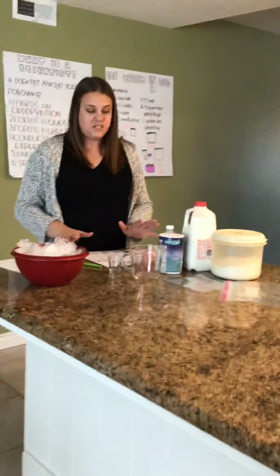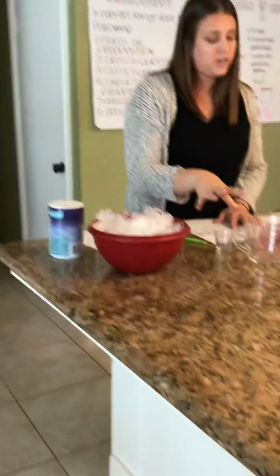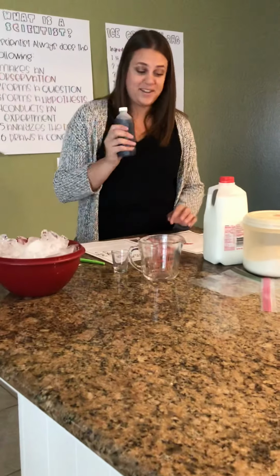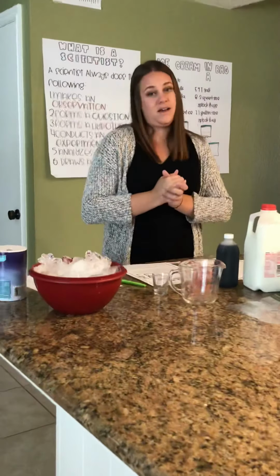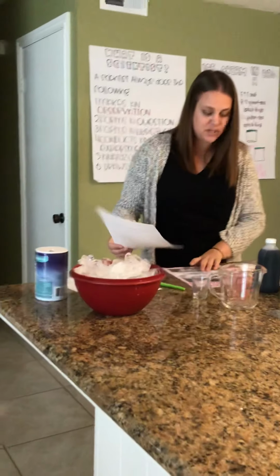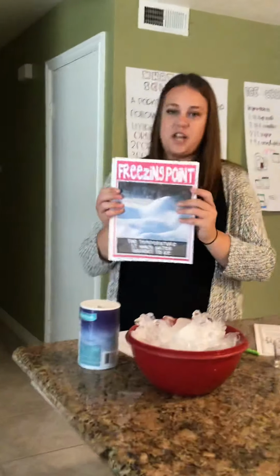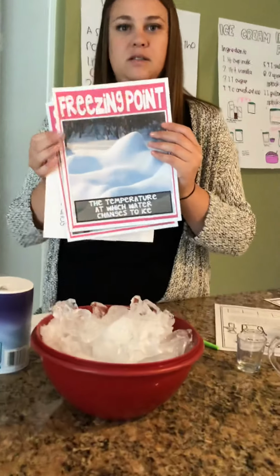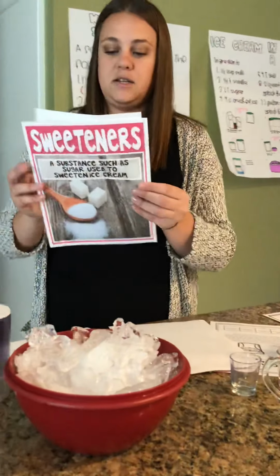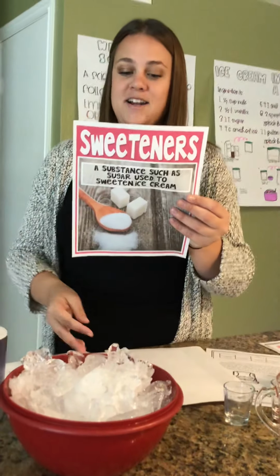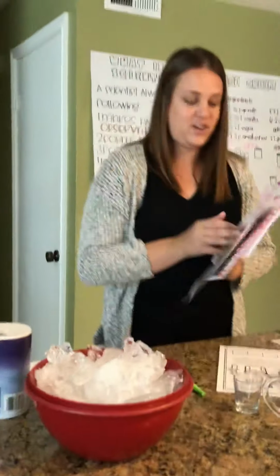Ingredients that we're using for this experiment. We have ice and salt for the freezing process. We have our measuring utensils. We have vanilla, milk, and sugar. Pretty simple. Before we start mixing, we have some vocabulary words. So the first is freezing point, the temperature at which water changes to ice. This is the key in our experiment today. And then another vocabulary word is a sweetener. A sweetener is a substance such as sugar used to sweeten ice cream. This is very important also.